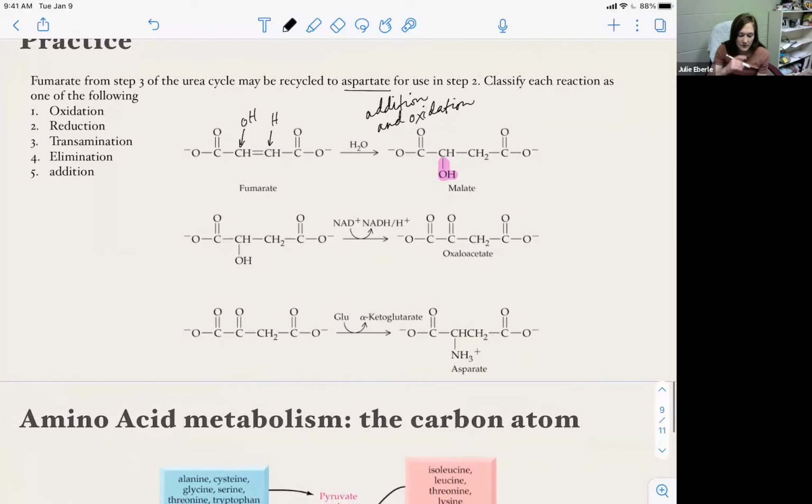Okay, what about the next step? So now we have malate, and then we convert it to oxaloacetate. So look at what's different. Let's highlight. We have this OH group, and now that's converted to a carbonyl group. And we're using a coenzyme. So we saw this happen like 3 different times in the citric acid cycle. So we're taking off that hydrogen there and that hydrogen there, and we're making a double bond to the oxygen.